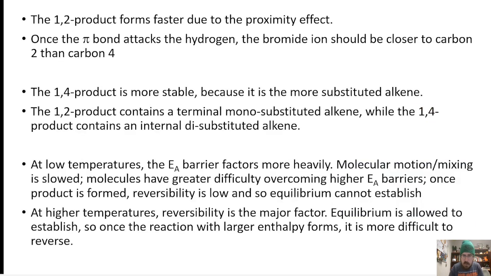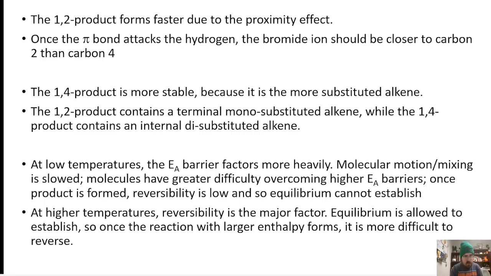We will stop there. Beyond that, we will look at the Diels-Alder reaction. That is a little bit more of a problematic reaction that we'll have to deal with. But this one is pretty straightforward.